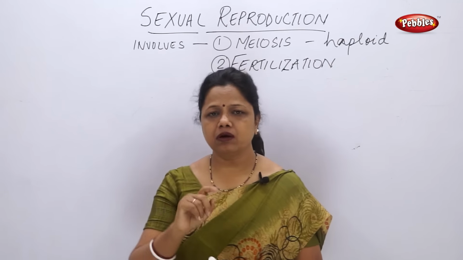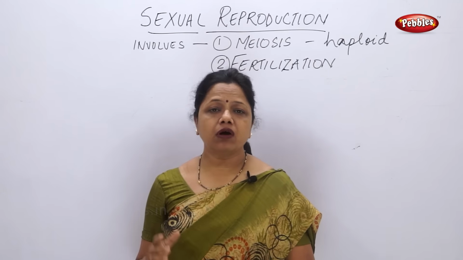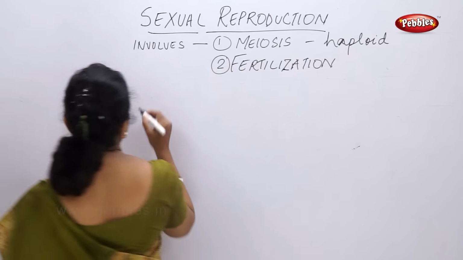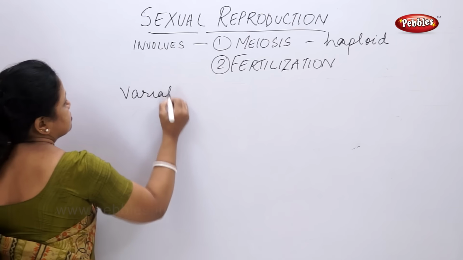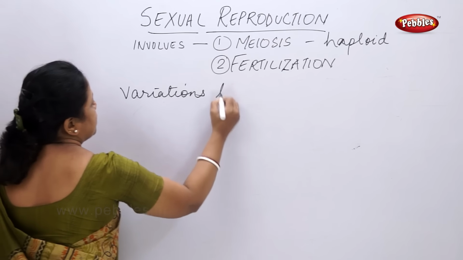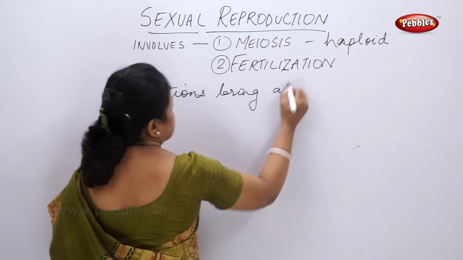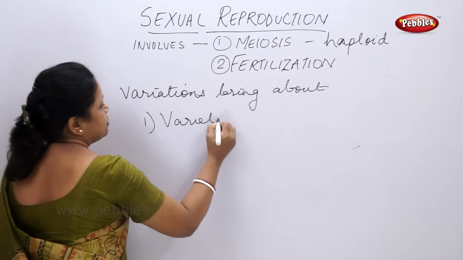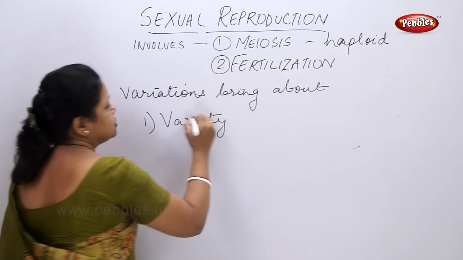This question is very common in the SSC board. What are the usefulness of variations, or what is the importance of variations? So in such a case, 4 points should be remembered. You can write variations bring out first, variety. It gives us a variety of organisms on this earth. Second, it gives out the diverse type of organism, diversity. So various organisms of different kinds are seen because of variations.